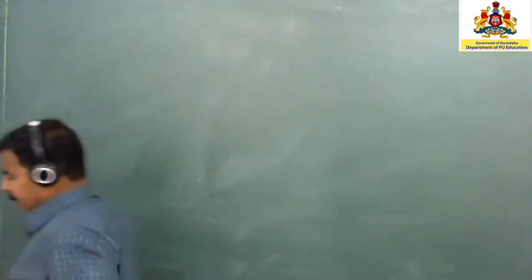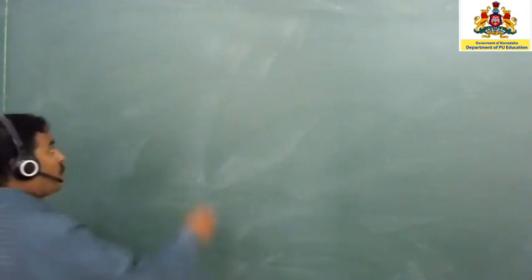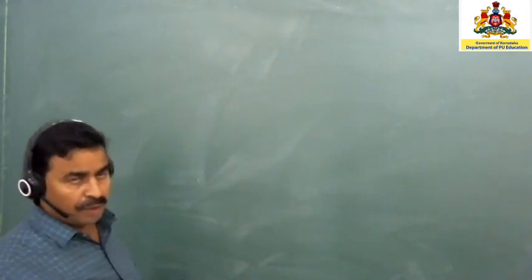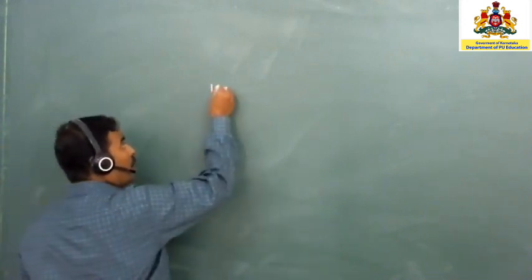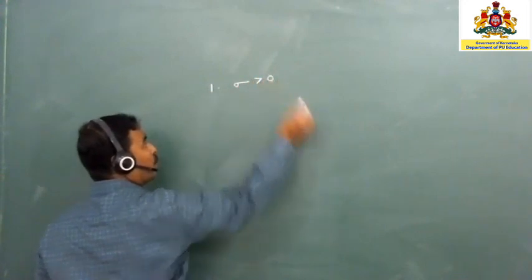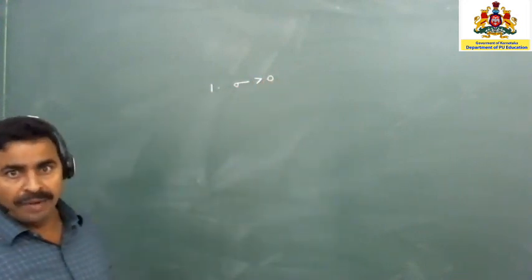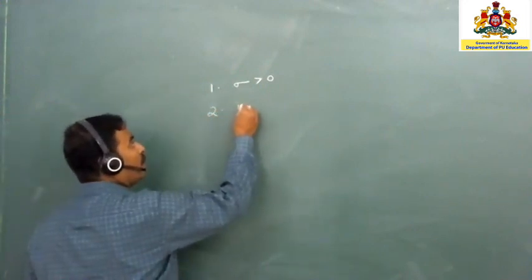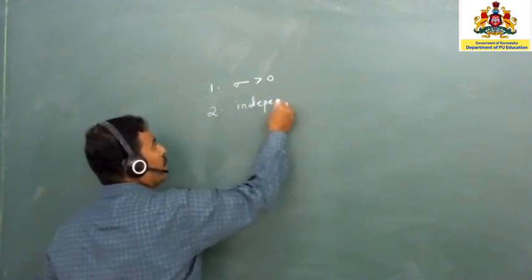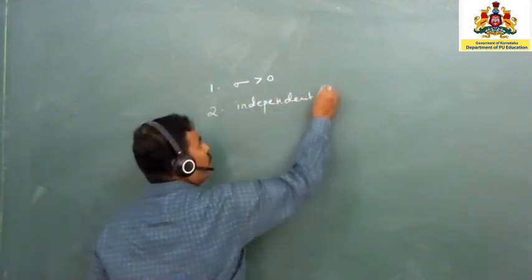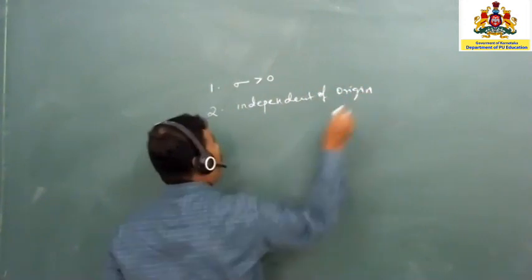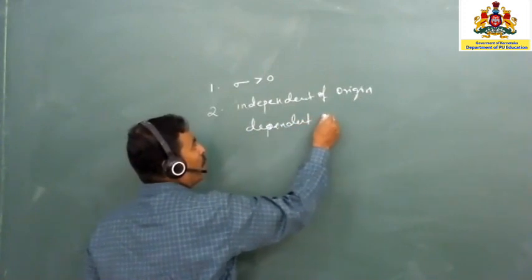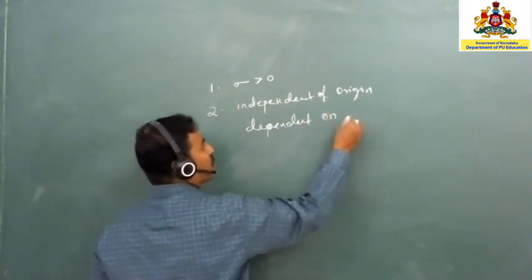Here, the properties of standard deviation are important for 5 marks, 2 marks or 1 mark. First, standard deviation is always greater than 0, always positive. Second, it is independent of change of origin, and it is dependent on scale.